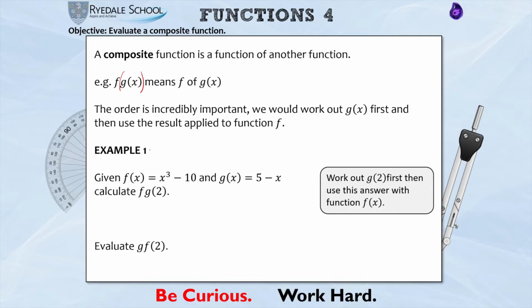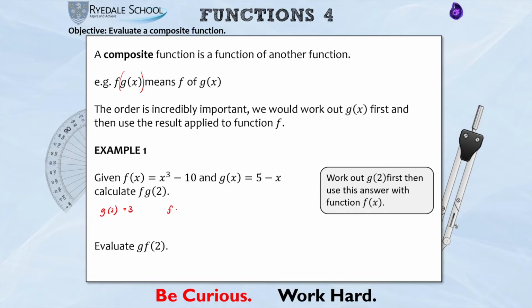So for example 1, I've got my two functions. f of x is x cubed take away 10, and g of x is 5 take away x. It says calculate f of g of 2. And we're going to work out g of 2 first, and whatever the answer is to that, that is what we will then substitute into f of x. So if I work out g of 2, g of 2 is going to be 5 take away 2, and that is 3. And then that is the value that I am going to substitute into f of x.